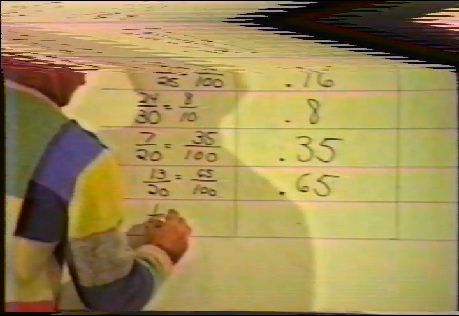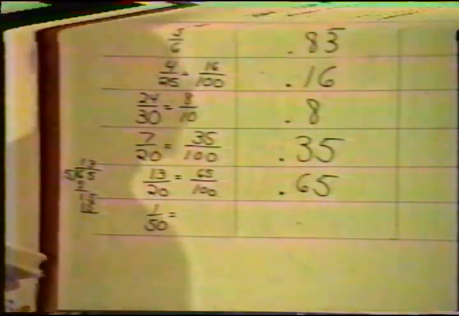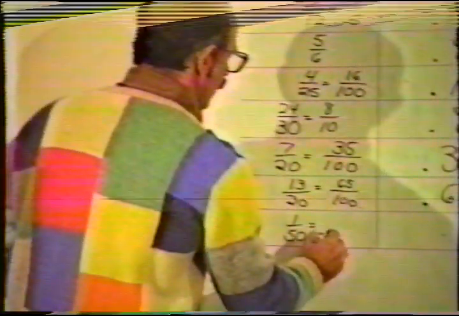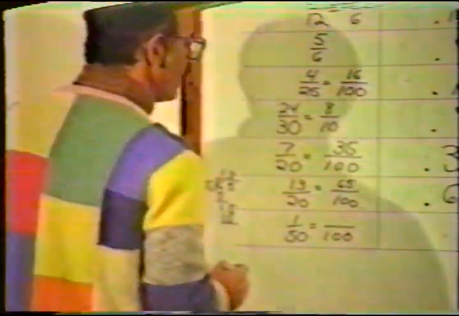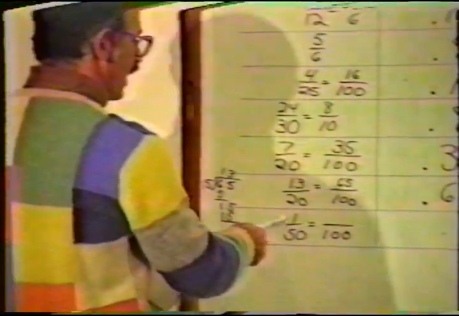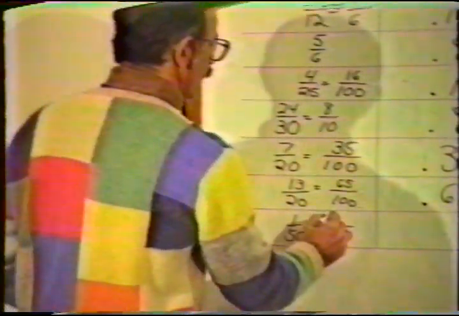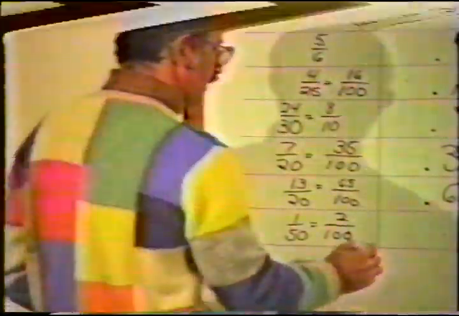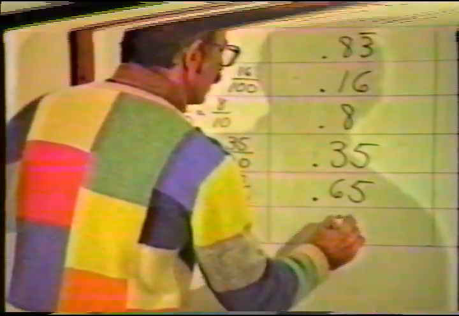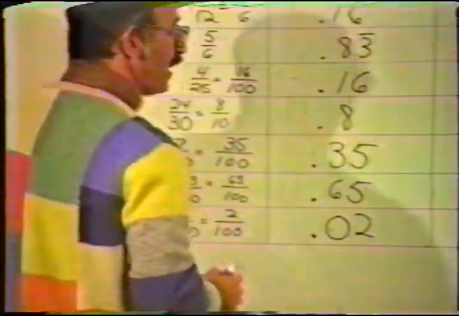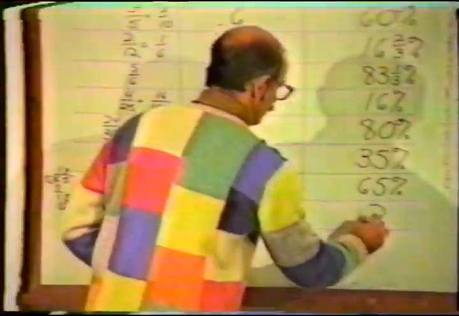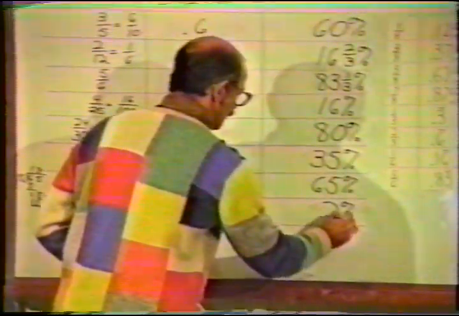The next one is 1/50. Can we make the bottom number 10 or 100? Yes. We can make it 100. How many 50s in 100? 2. 2 times 1 is 2. 2 hundredths as a decimal has to be written as 0.02. And how much percent is that? 2%.